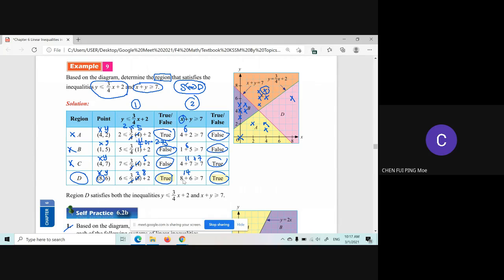Substitute inside here. x plus y. Because the x here is 8, y is 6. So 8 plus 6 greater than or equal to 7. Just copy down. So 8 plus 6 getting 14. 14 is greater than 7. So this is true. Both must be true. Then meaning that this region is the answer. Okay, understand what I mean?